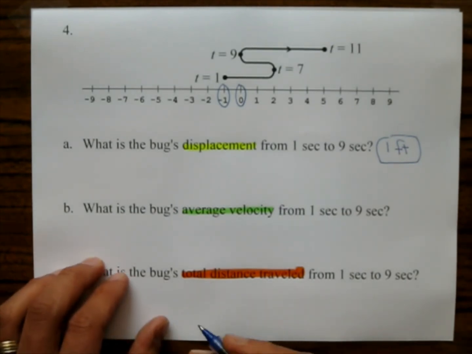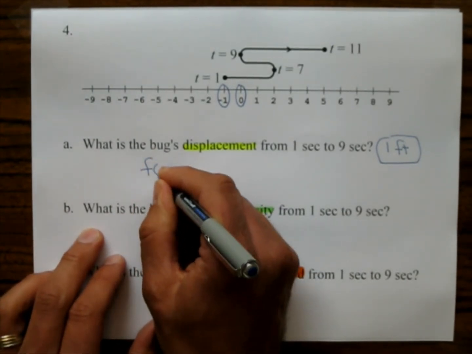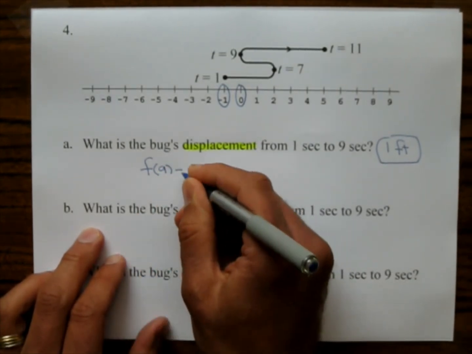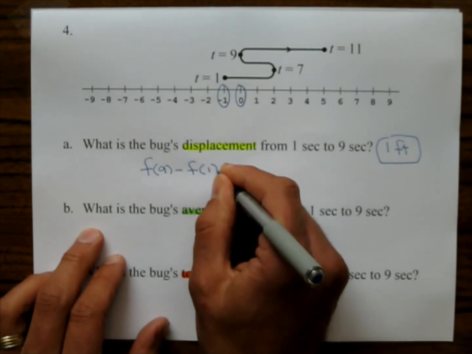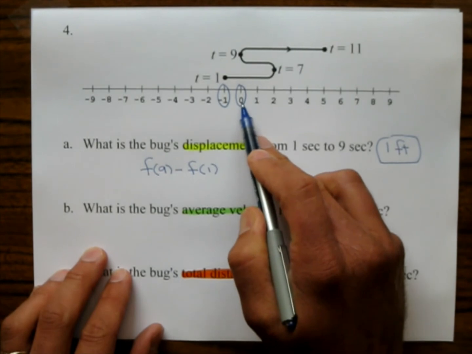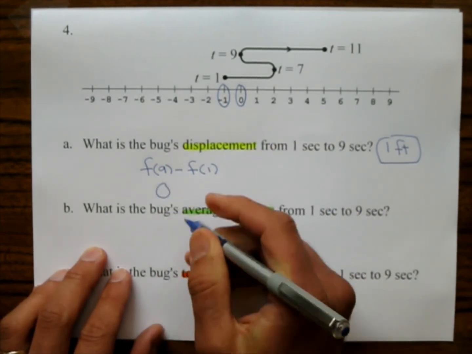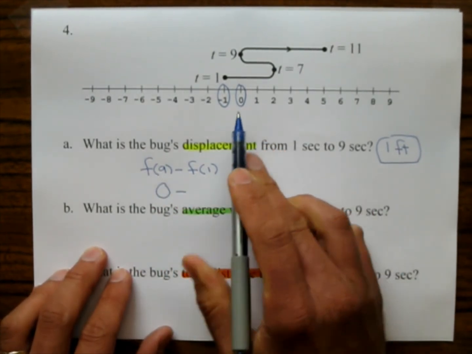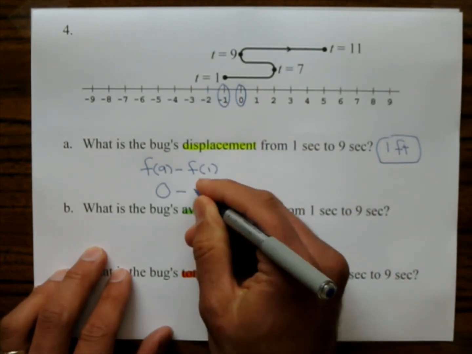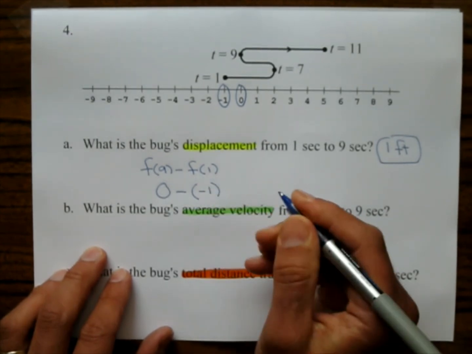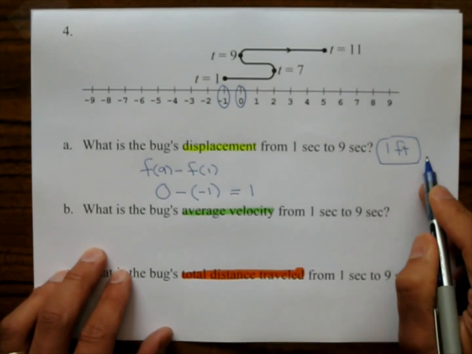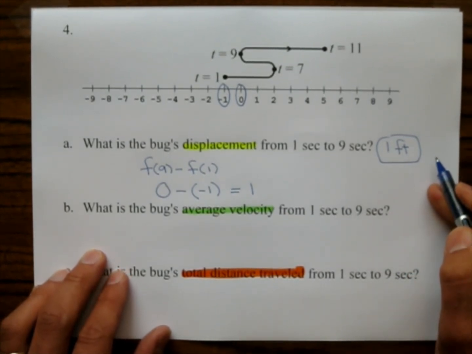Now, the formula way would say f of end time, so f of 9 minus f of beginning time, f of 1. So f of 9, you would just do the same, f of 9 is, oh, he's at 0. And then f of 1, time 1, he's at -1. And so this gives me 0 minus a -1, which is 1, which gives me the answer that I got.